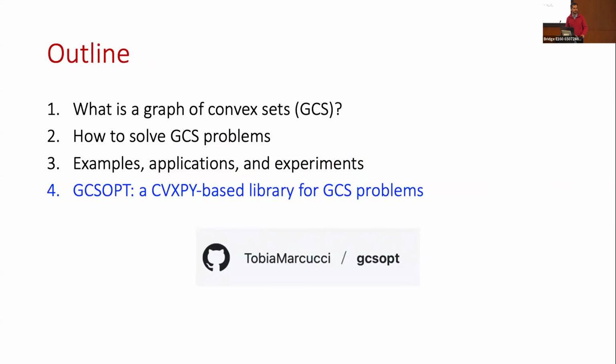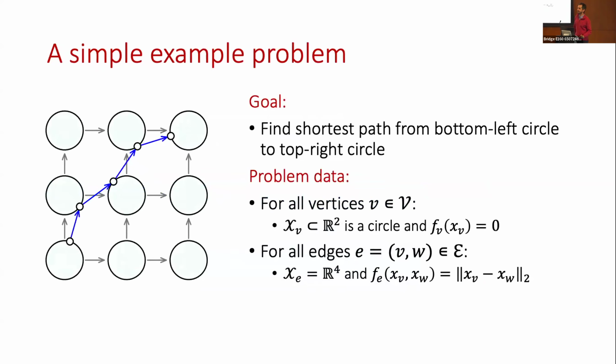Maybe a minute, I can try to give you a very quick highlight of the library, GCSOPT. Let me just guide you through a toy example. We want to find the shortest path in this GCS. The edges in the GCS are these gray arrows. We want to find the shortest path from the bottom left to the top right, and we are only allowed to hop in this series, right?